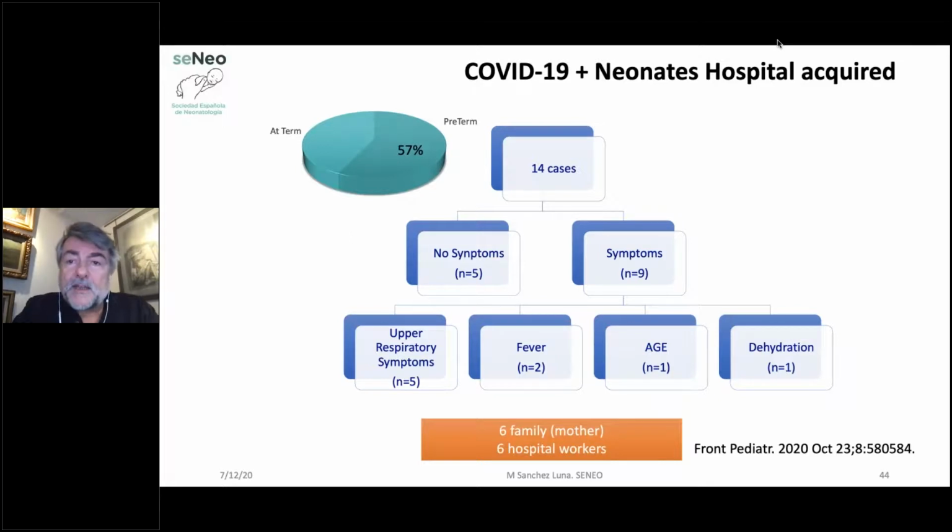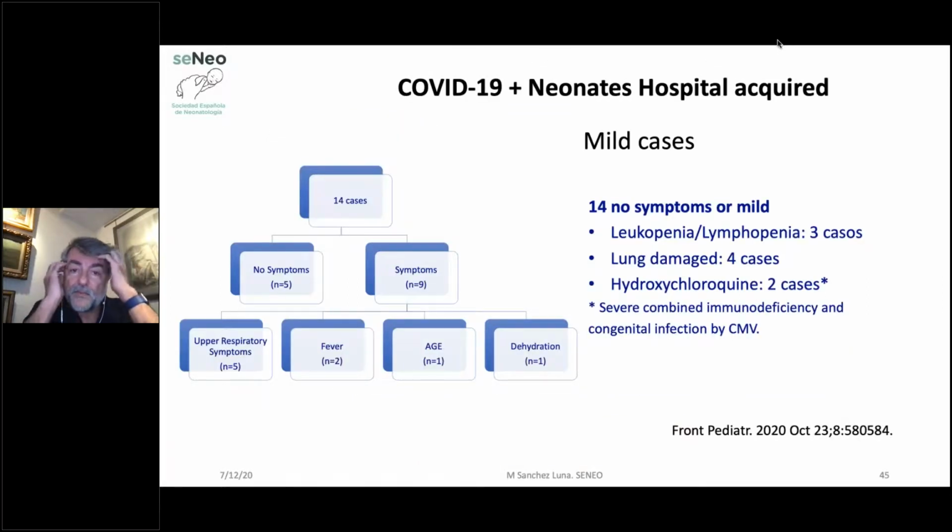What about the 14 cases that probably acquired the infection at the hospital? As you can see, all of them were going very well with very mild symptoms, fever in 2 cases, upper respiratory symptoms in 5 cases, and very mild acute gastroenteritis or dehydration in 1 each. So probably 6 of the 14 were infected by the mother, and the rest probably through the medical workers.